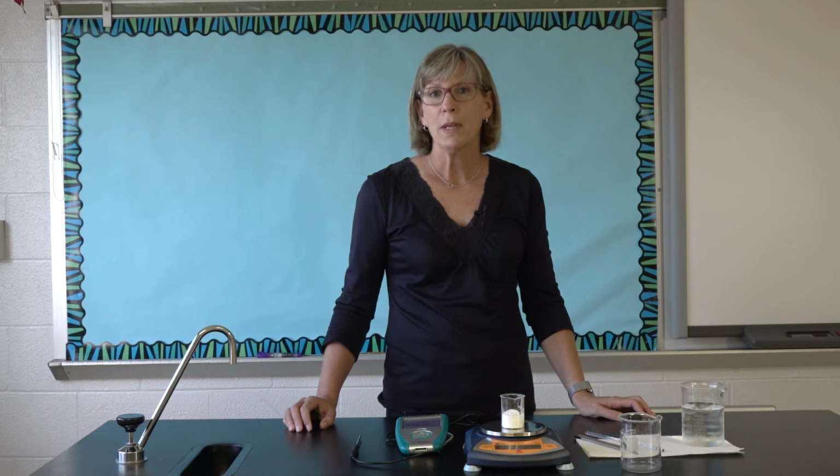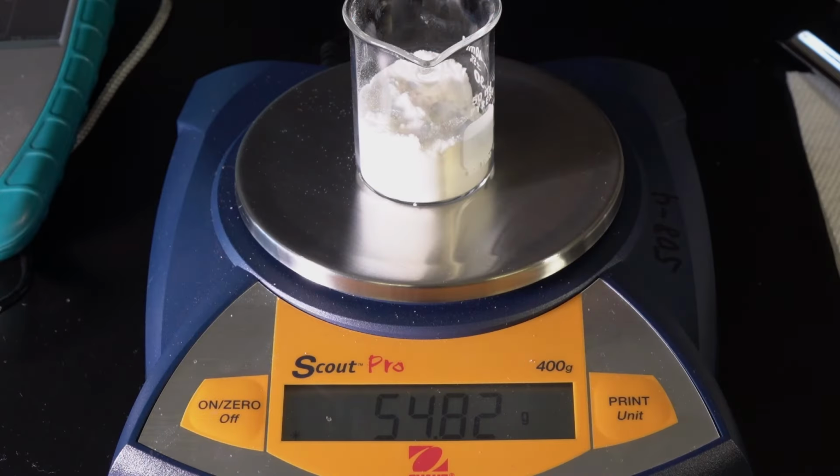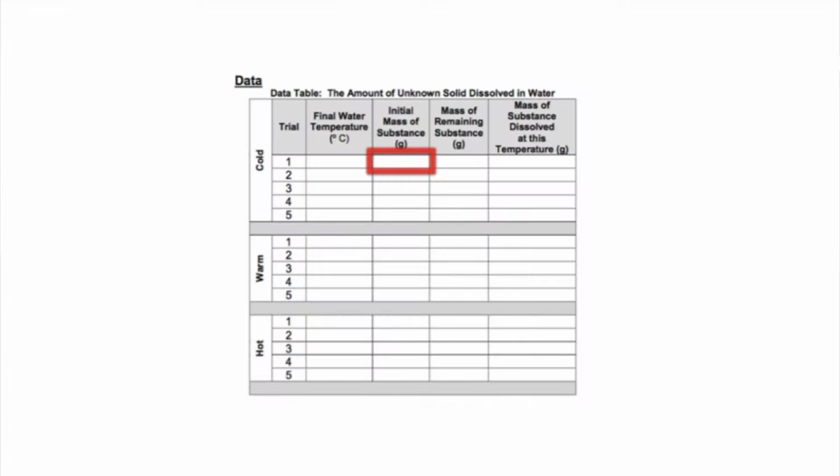Each lab group is determining how much substance will dissolve at one of the temperatures to be tested. This video provides data for the cold temperature. First, place your small beaker with powder on the balance. Record this number in the initial mass of substance column in the data table on the 4th sheet.